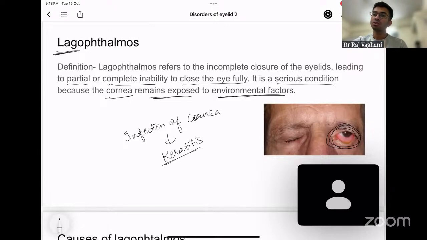So lagophthalmos can lead to keratitis. We'll see in the later slides what else it can lead to, but just for the information, infection of the cornea is known as keratitis, and dust can go into your eyes because you cannot close them. Even if you want to sleep, you will fall asleep but you cannot close your eyes. It will be like sleeping with your eyes open. So that is lagophthalmos.